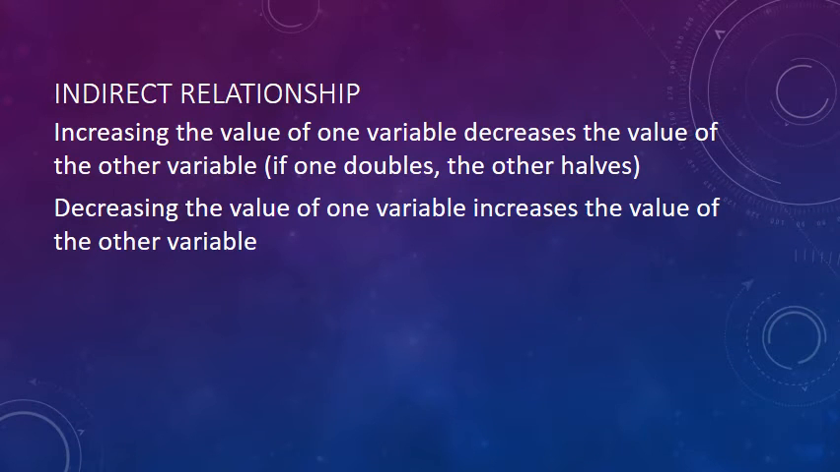The other relationship that we use a lot in this class is called an indirect relationship or an inverse relationship, and it's sort of the opposite of a direct relationship, where increasing the value of one of the variables decreases the value of the other variable. So for example, if one variable doubles, the other one halves, or if one variable triples, the other one is multiplied by 1/3. That's a reciprocal or an inverse relationship. At the same time, if you decrease the value of one variable, you're going to be increasing the value of the other.